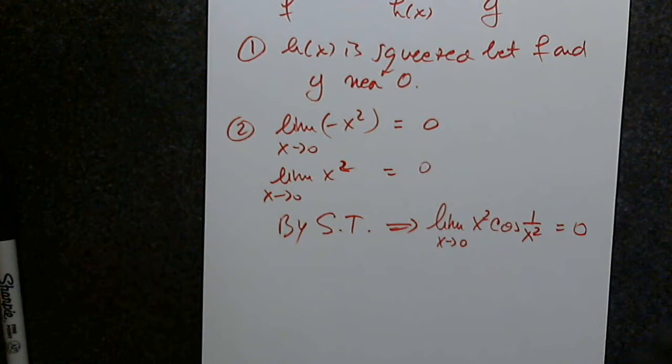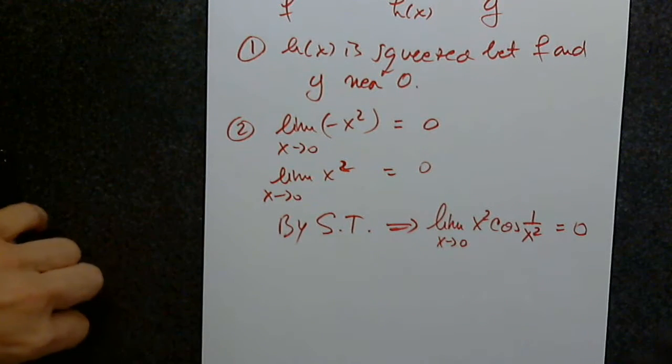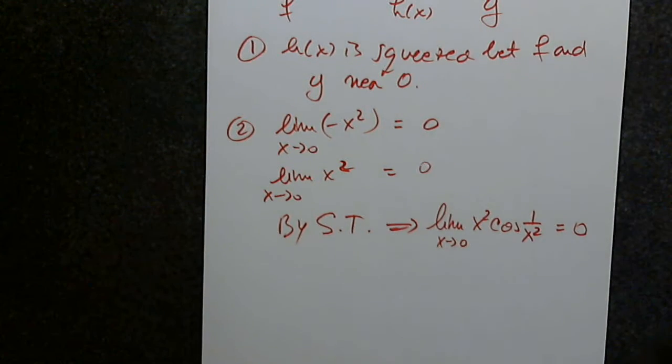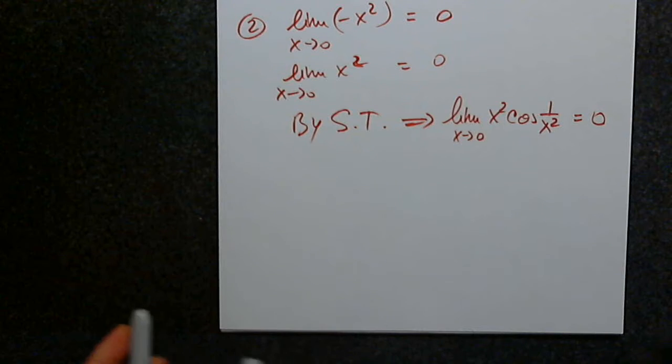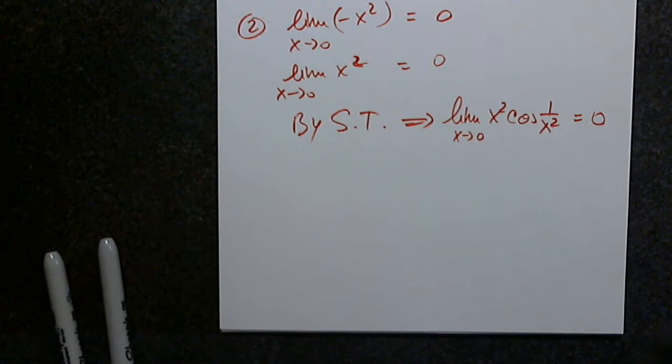Because we showed the first part, which means the function is squeezed between those two near 0. I don't care outside of near 0. And since both limits exist and they are the same, because they may exist but they're not the same, and then I can conclude the squeeze theorem does not apply. And then I'll say the limit of h of x must be 0 as well.